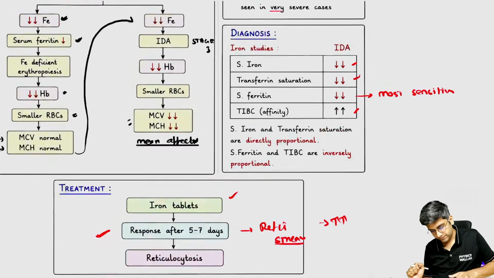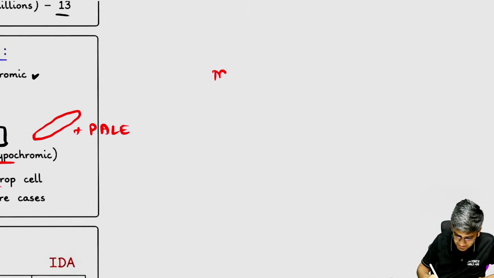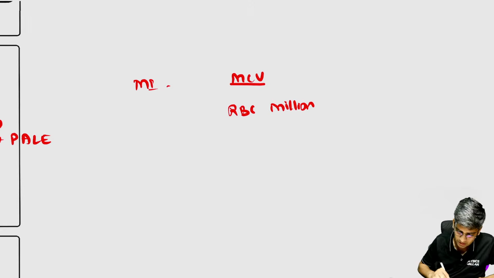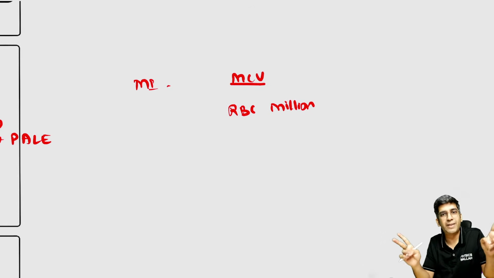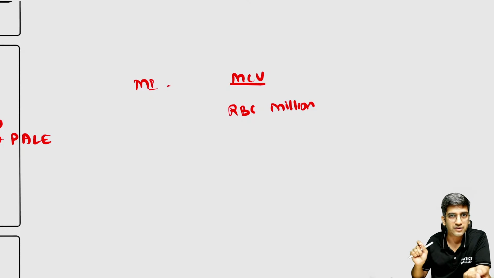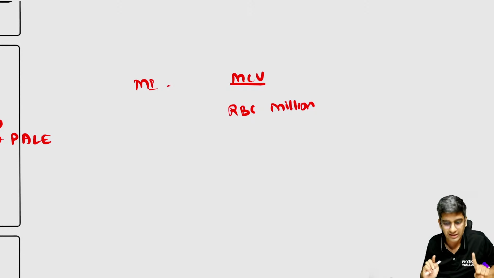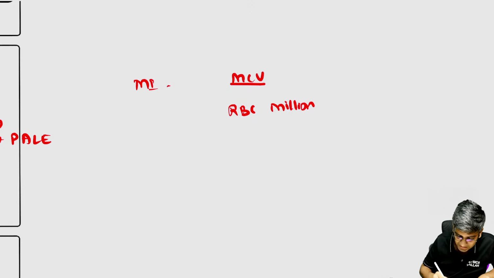See, okay, Kamran, Mentzer index is MCV by RBC in millions, okay? We always use Mentzer index for comparison. Mentzer is not an absolute number. I don't look for 14.5 as the answer. I see less than 13 or more than 13. It's a comparative test. First, you have to understand that. I'm going to compare between your IDA and I'm going to compare between thalassemia.